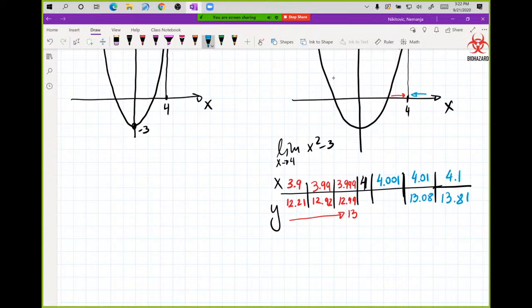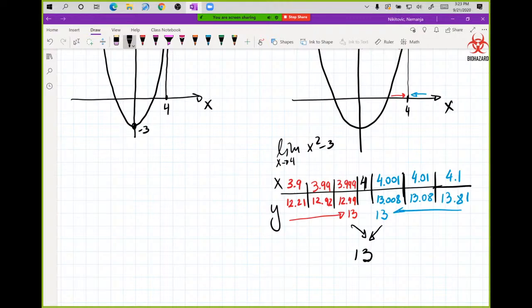Let's check 4.001 squared minus 3, which gives 13.008. That doesn't even make a cent, right? And you can see that these numbers are falling down to 13. Well, if it walks like a duck and quacks like a duck, it's 13, obviously, right? So the answer is 13.